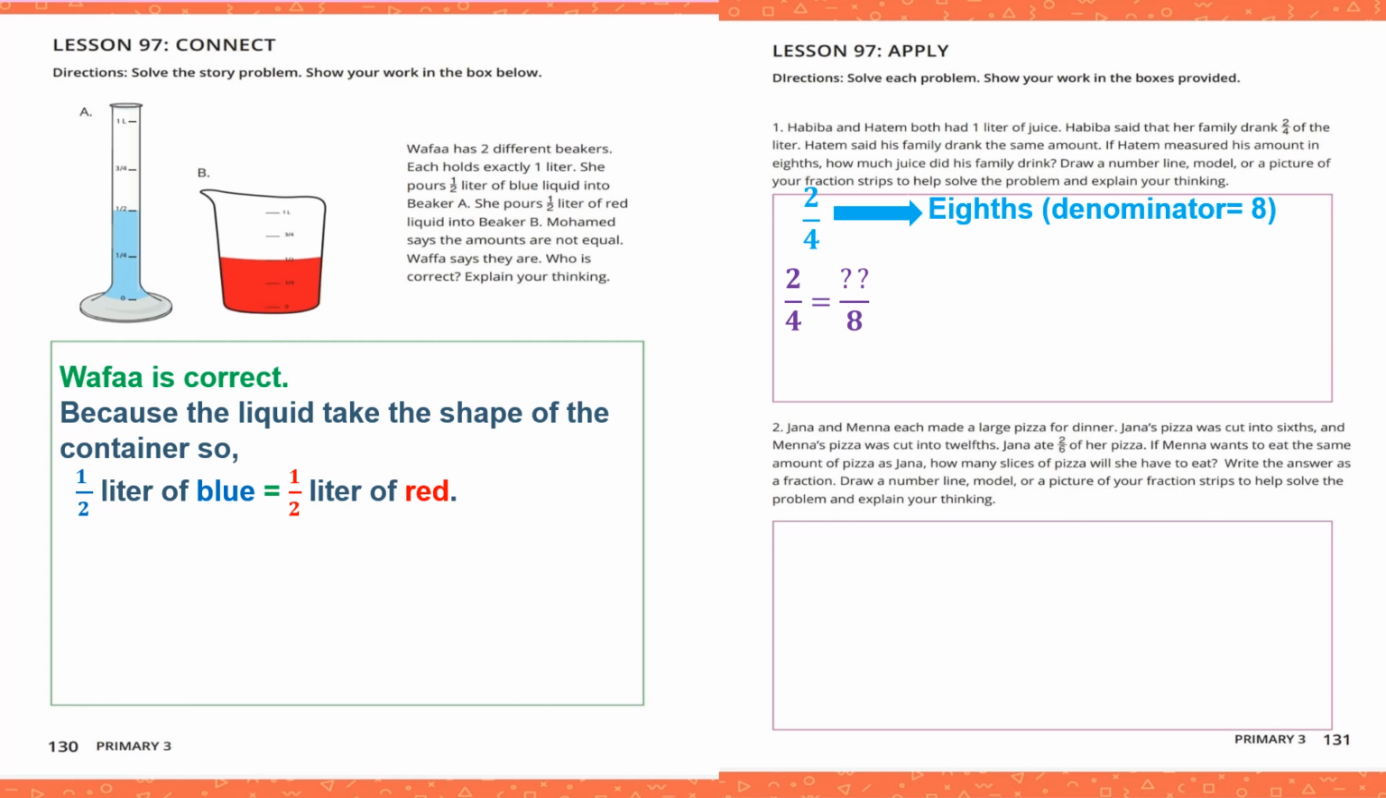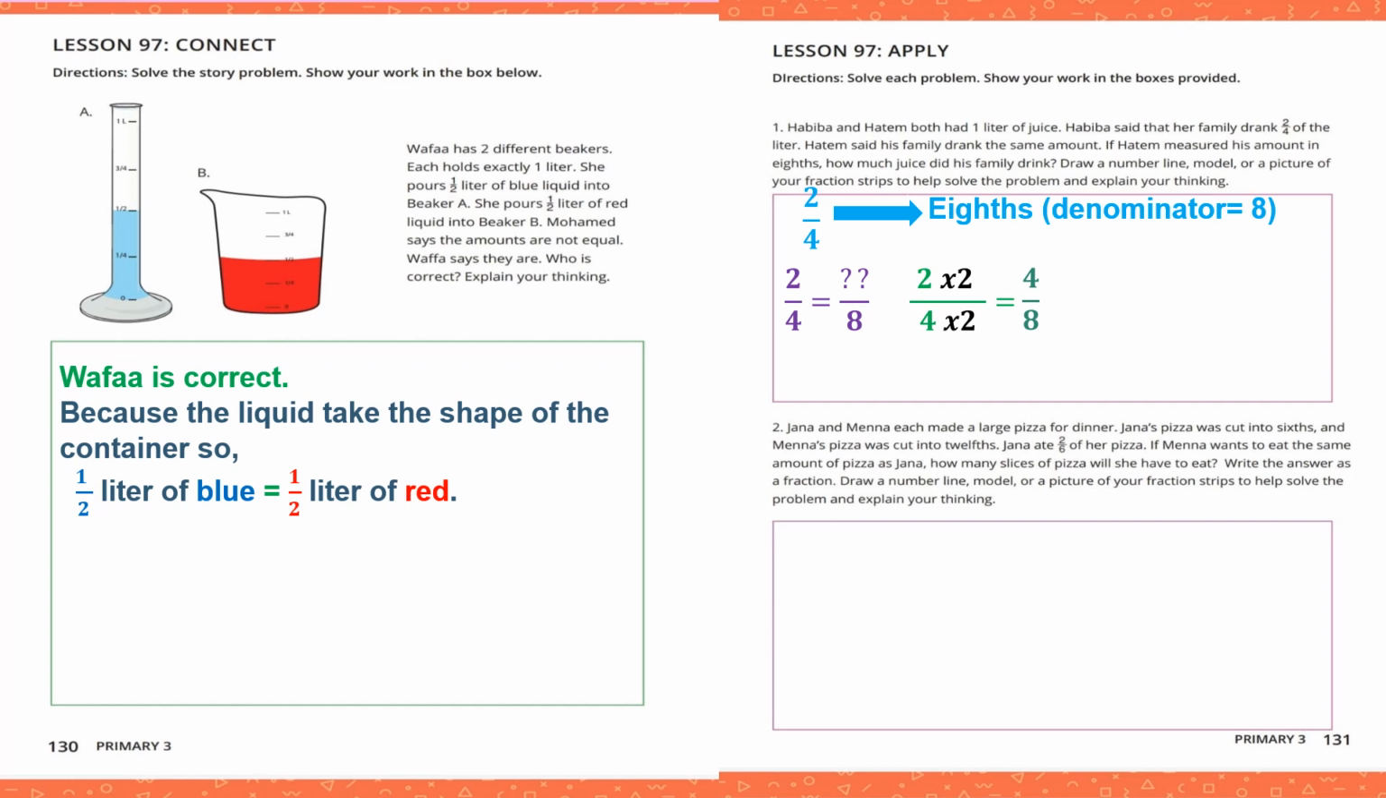What over 8? 4 became 8. So 4 times what equals 8? 4 times 2 equals 8. They are equivalent fractions. So we multiplied the denominator by 2. Also we must multiply the numerator by 2. 2 times 2 equals 4 over 8.